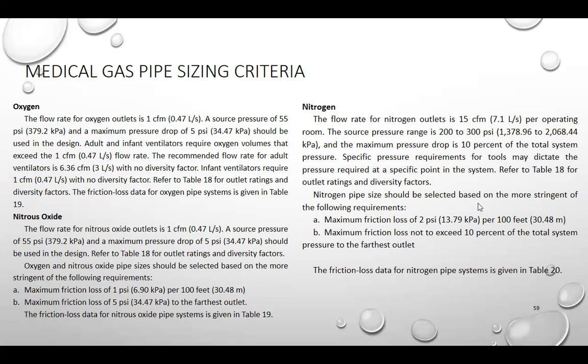Nitrogen pipe size should be selected based on the more stringent of the following requirements. A. Maximum friction loss of 2 psi per 100 foot. B. Maximum friction loss not to exceed 10% of the total pressure to the farthest outlet.